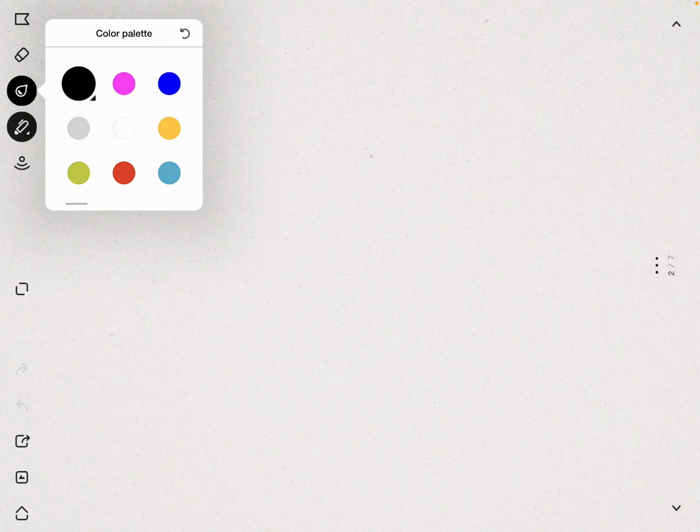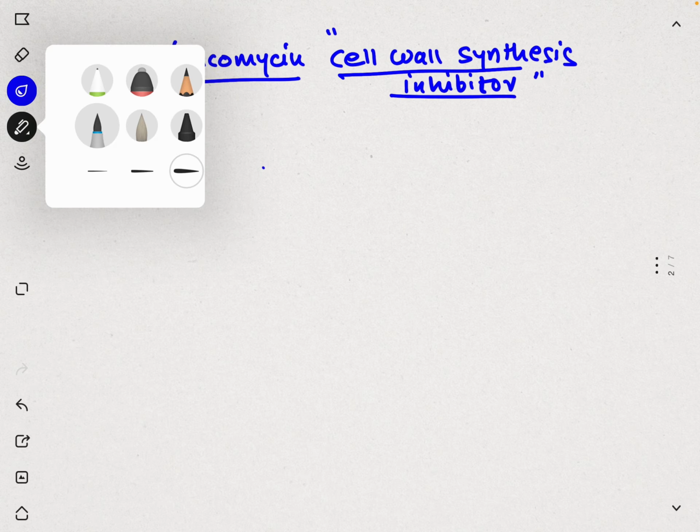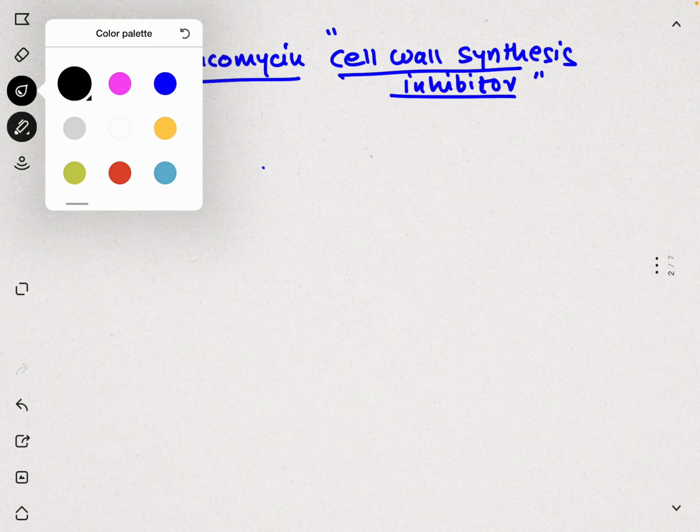Okay, now let us understand what is the mechanism of action of this vancomycin. So you have to first understand that it is a cell wall synthesis inhibitor. But how does it inhibit cell wall synthesis? That is the most interesting part. So let's draw something.